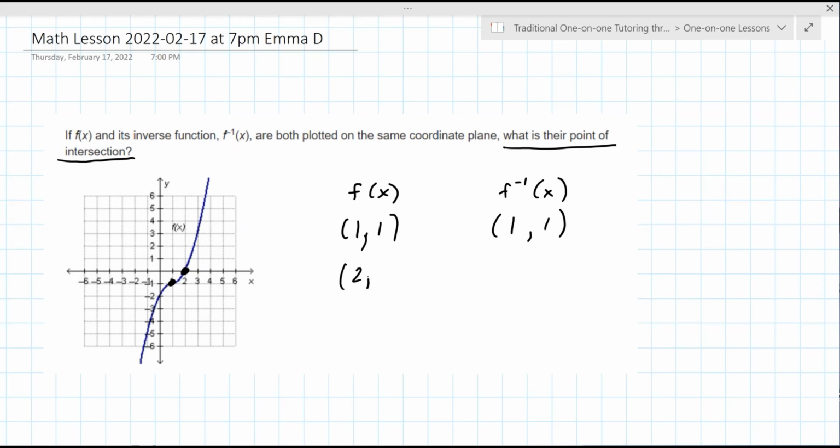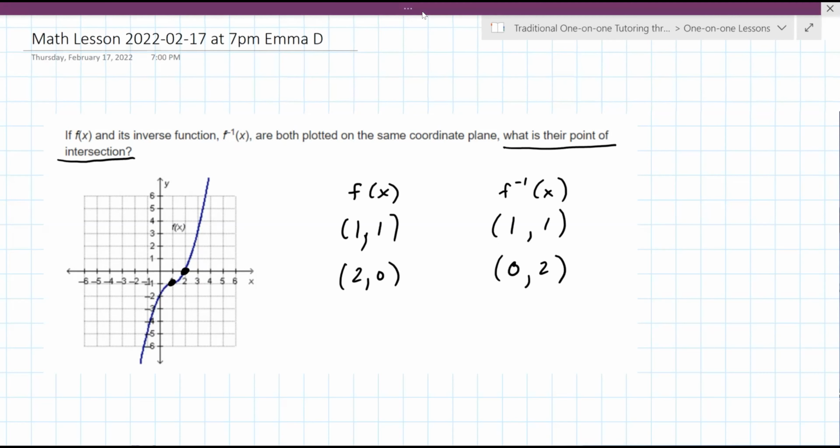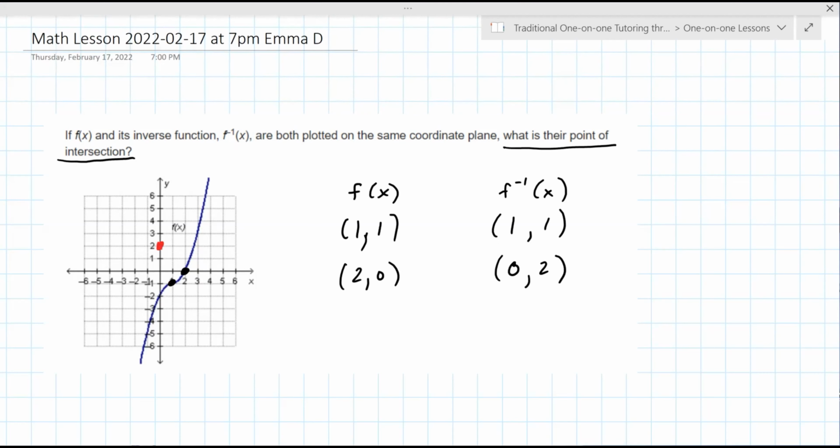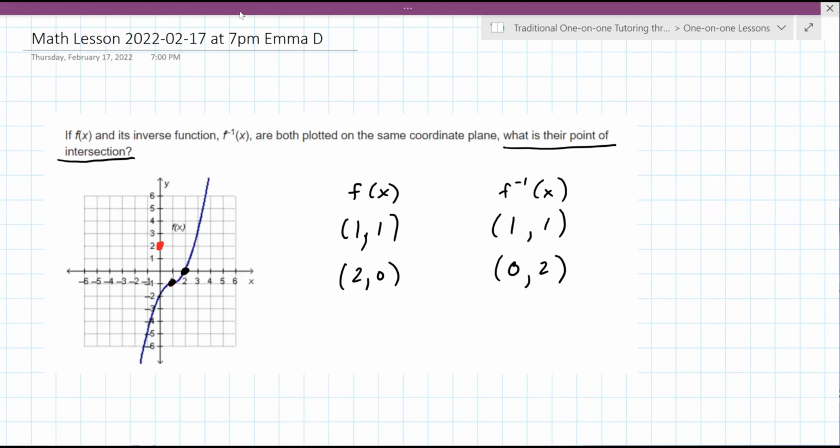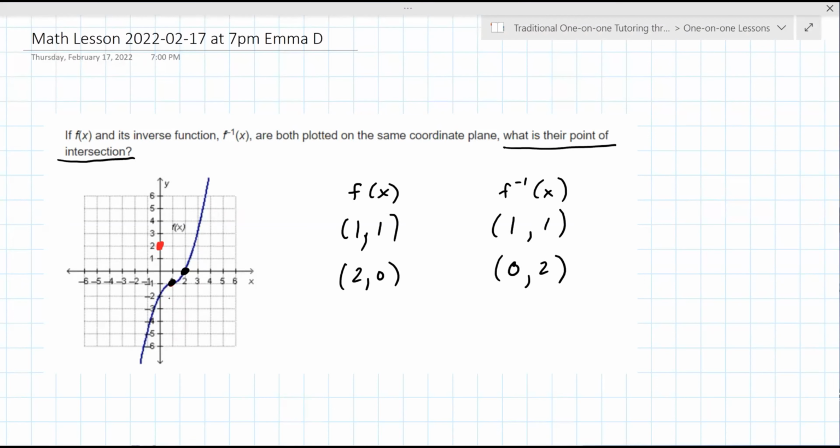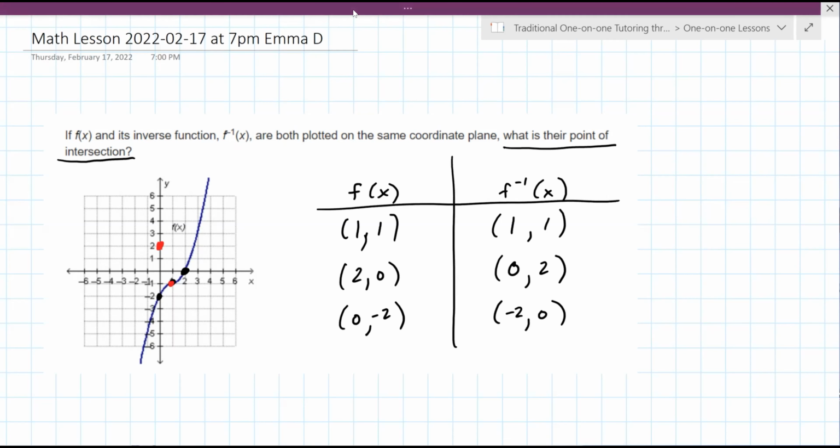So (2, 0). This means that you switch x and y to (0, 2). Let me do that in red here. I'll try and plot that point in red. There's that point there. We need one more to get a good feel for this. So let's use this point down there, (0, -2). We switch them, it's (-2, 0). And that's the relationship between the ordered pairs. They swap x and y.